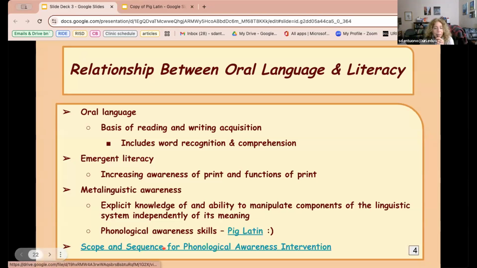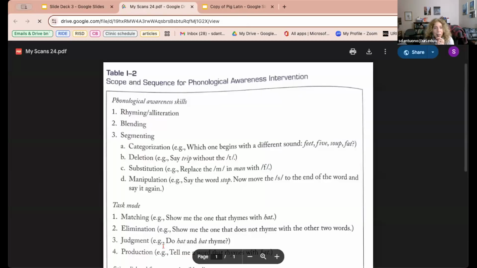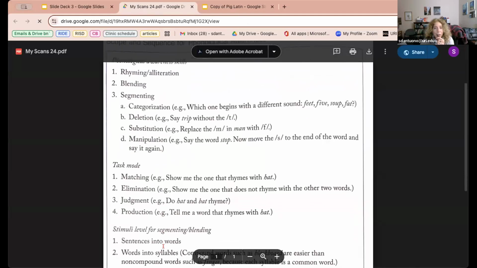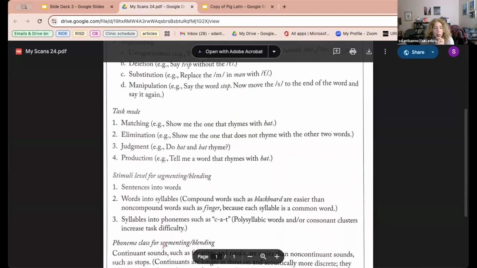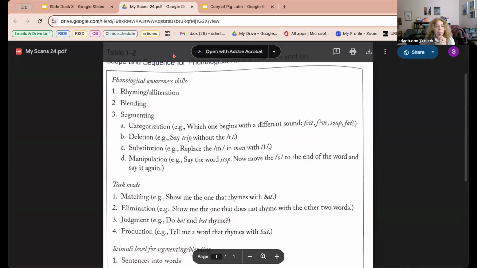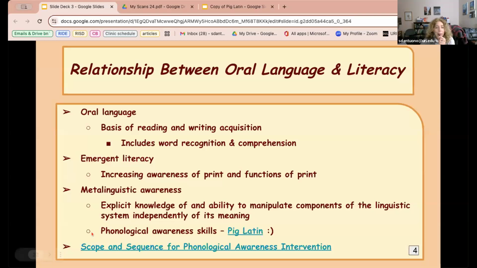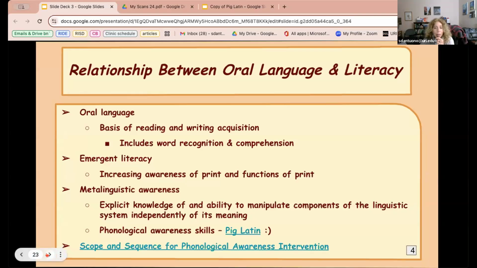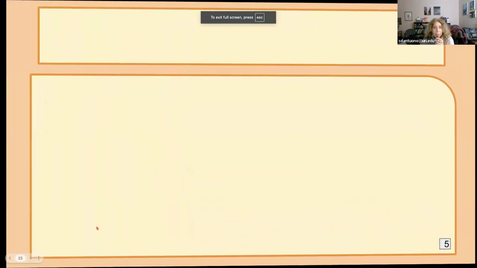And here's a scope and sequence for phonological awareness intervention. So this is the order in which it goes. So you guys have access to this as well, in these slides. All right.